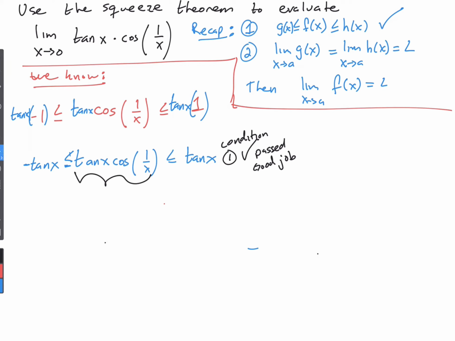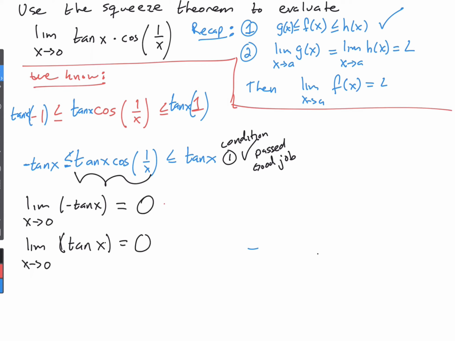Now, what's the deal with the limit as x approaches 0 of minus tangent of x and the limit as x approaches 0 of tangent of x? They're the same. What are they? What's tangent of 0? Zero, right? So what does that mean about the function that's in between those two? It has to have exactly the same limit. So because of this, we can do this: Condition 2, check, passed. Good job. Awesome.